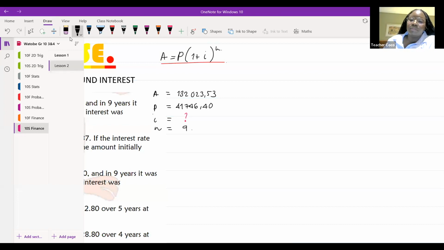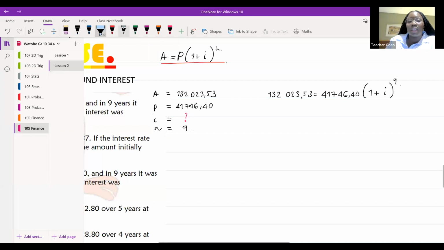So are we just putting it in the formula? Yeah, the numbers. So then we just say 132,023 is equal to 41,746,40, and then in brackets 1 plus the missing I. Yeah, good. And then 9 to the power of 9. Good, to the power of 9. Excellent.